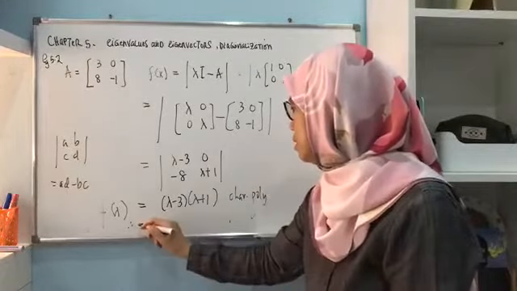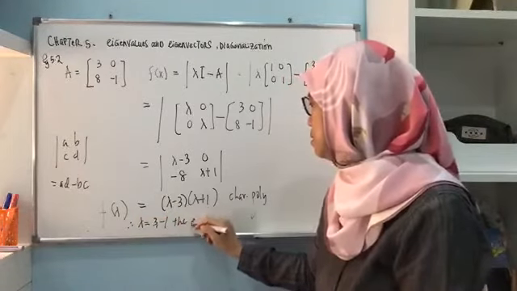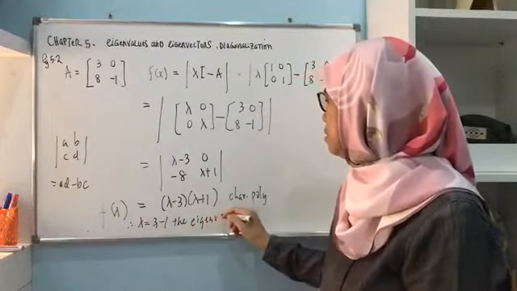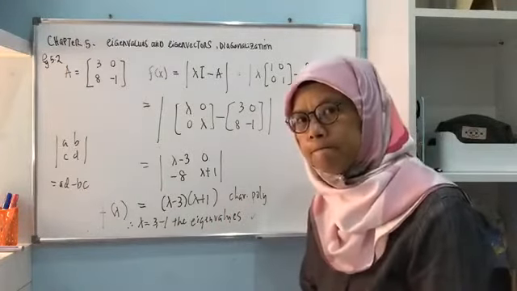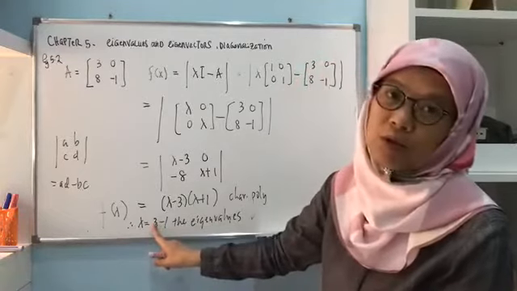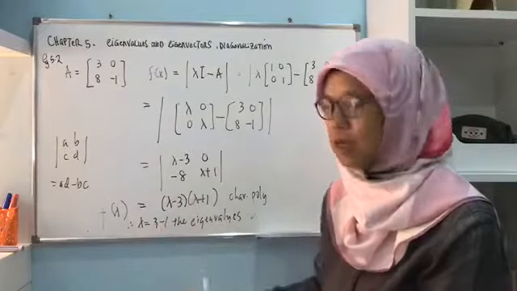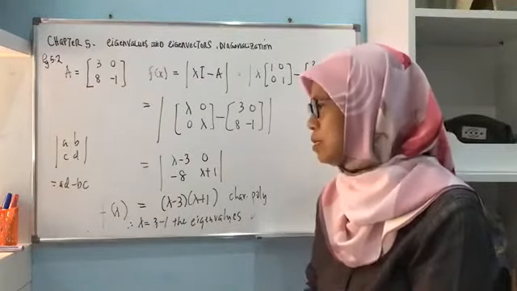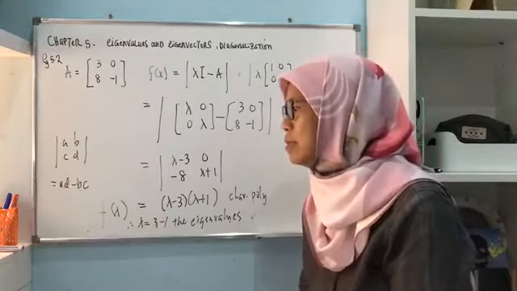So the eigenvalues are these two. Okay? Just now we had 3 as an eigenvalue, but we didn't have negative 1. Now we have negative 1. Now next is to find the eigenvectors.